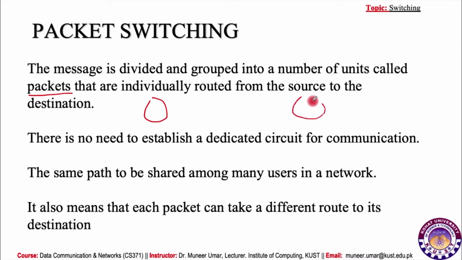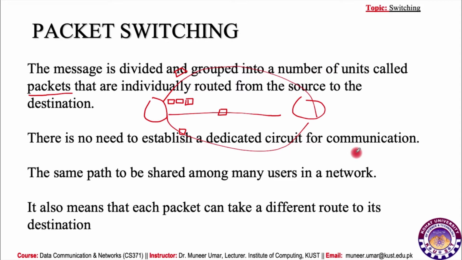Which means we have a source and a destination. So the data on the source is divided into small pieces or chunks, and these pieces are transferred using different routes to the destination. Let's say we have piece number one, this may take this route, piece number two may take this route, and piece number three may take this route. There is no need to establish a dedicated circuit for communication.